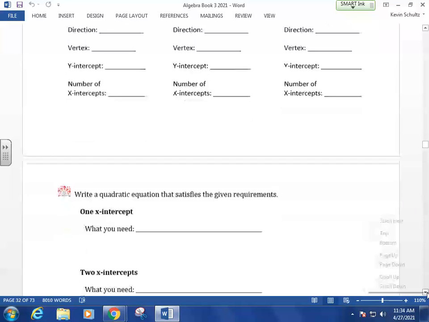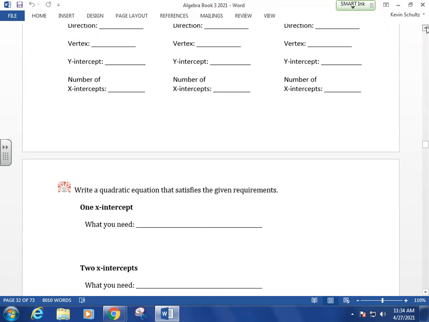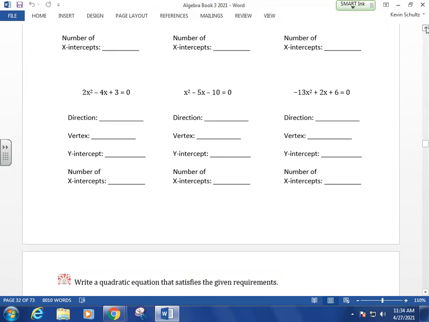Is there a second page of this? Oh, there is. Fantastic. Okay, so the last one here. The direction, what direction will this open? Everybody? Down. That A term being negative tells us that.